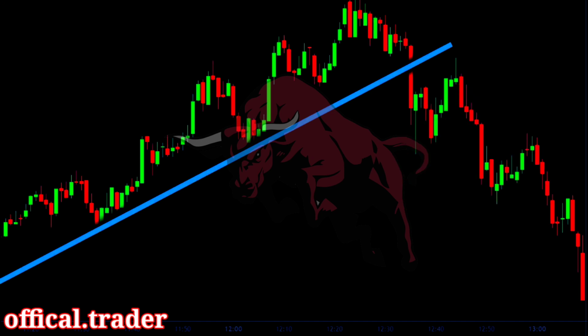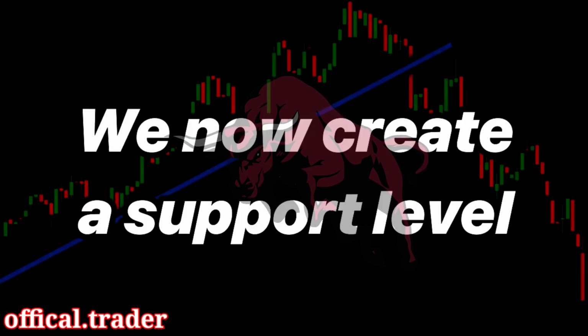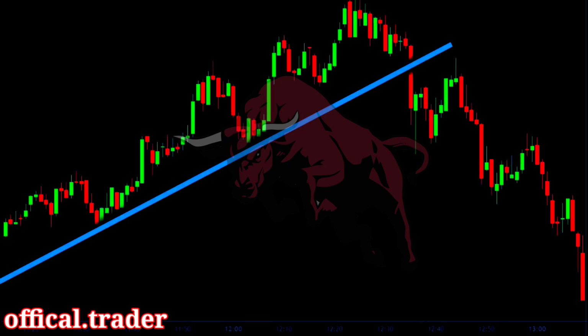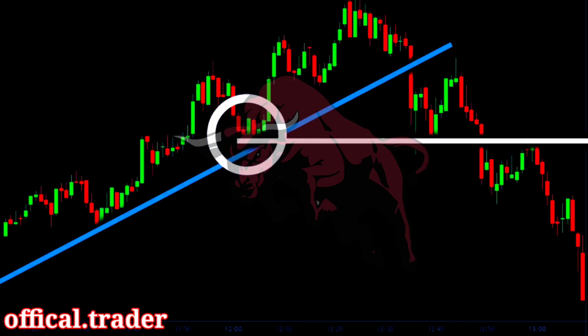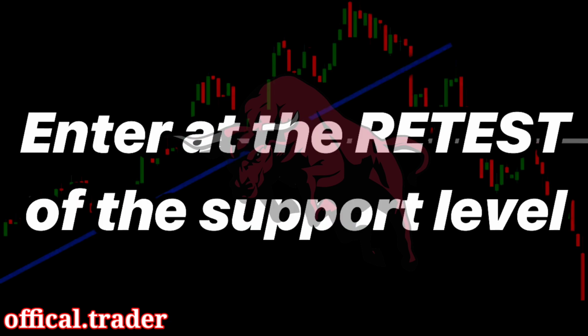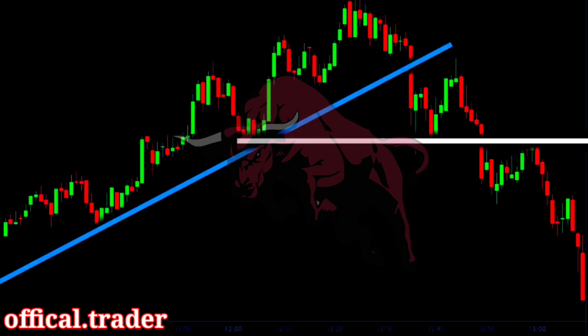So we wait. We now create a support level. We do so by extending a line from the last touch on the trend line before the breakout. Now we want the price to break below this support level. The price breaks the support level on this candle. The final step in the process is to enter at a retest of the support level. When the price tests the support level from below, we will enter at the first red candle.